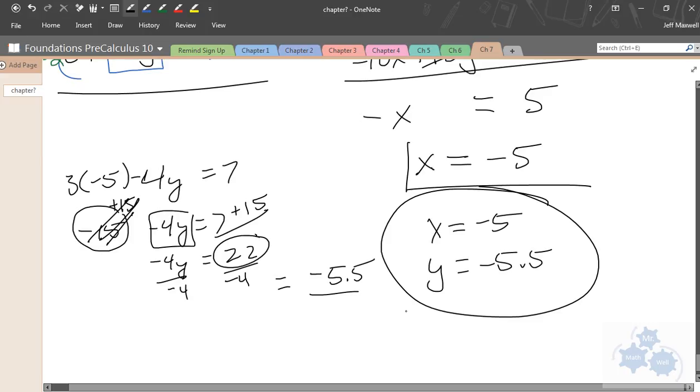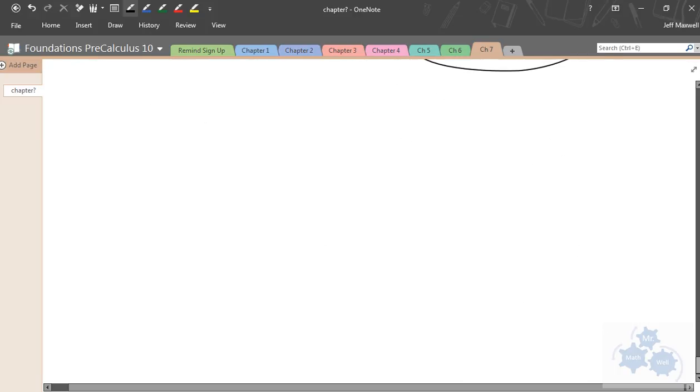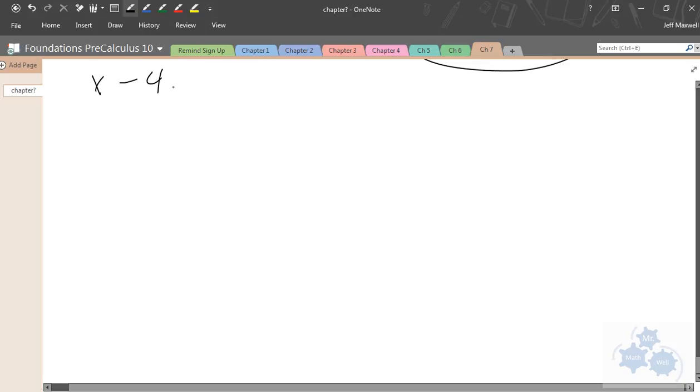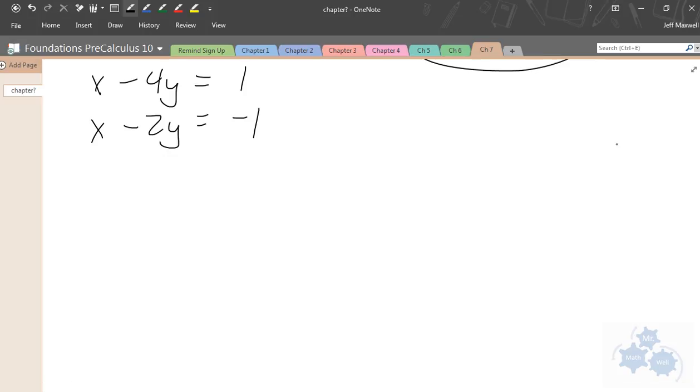Okay, good. All right, you guys ready to do one on your own? No? Too bad. Too bad, so sad. All right, let me give you a little bit of a straightforward one here. How about this one: x minus 4y equals 1, and x minus 2y equals negative 1. Use an elimination strategy here to solve this system of equations, just like we've done. Go ahead.